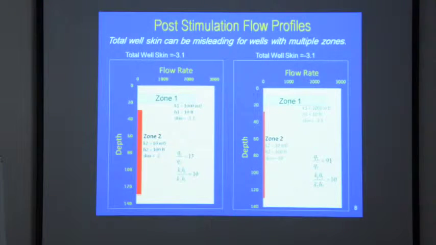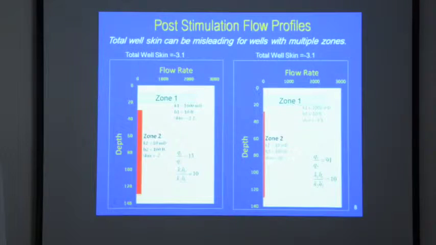So this one over here, after the stimulation treatment, the ratio from zone 1 to zone 2 was 13 to 1, right? Both zones got stimulated, -3.2 and -2 over here. Now the second treatment, so the total skin from both these treatments is the same, -3.1. That means the production rate after both these treatments is going to be the same, right? It's just how the flow rate is divided, right? So this one was 13 to 1, this one was 91 to 1.